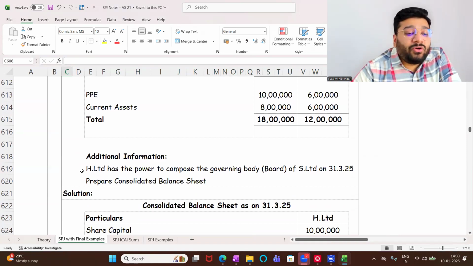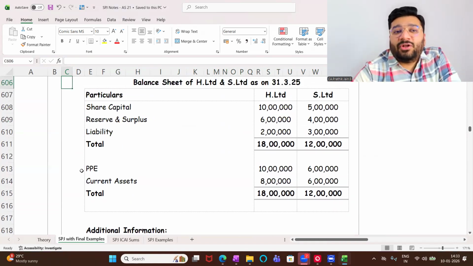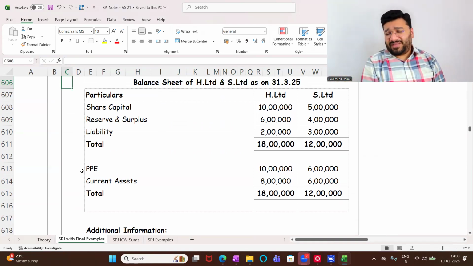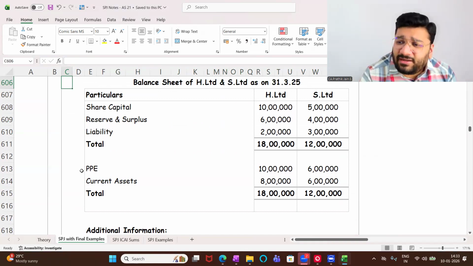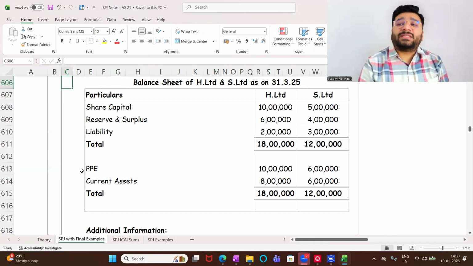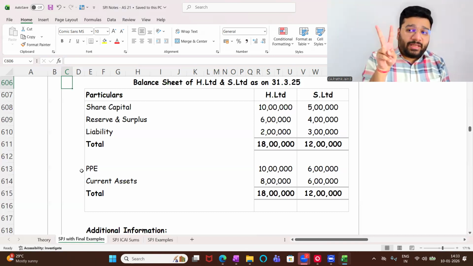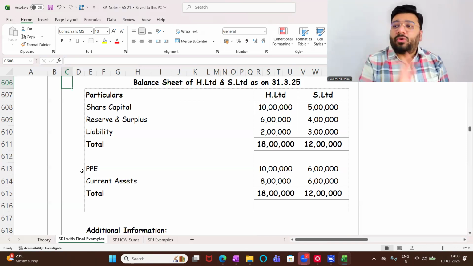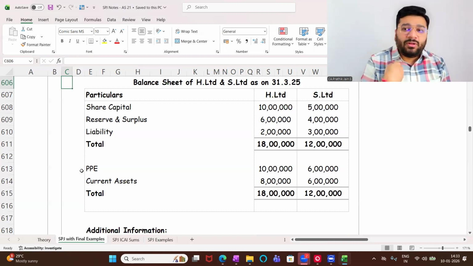H Limited has power to compose the governing body of S Limited. Prepare CBS. No investment, no investment, no investment. So no investment, sir, so no consolidation, sir? Consolidation is done wherever the company has a holding and subsidiary relationship. Now the question is, is H Limited the holding company of S Limited? To become a holding company, you have to satisfy one of the two conditions. One, voting power should be more than 50%, or you should have power to compose. It is or. No investment, no voting power, but still holding company because we have power to compose.